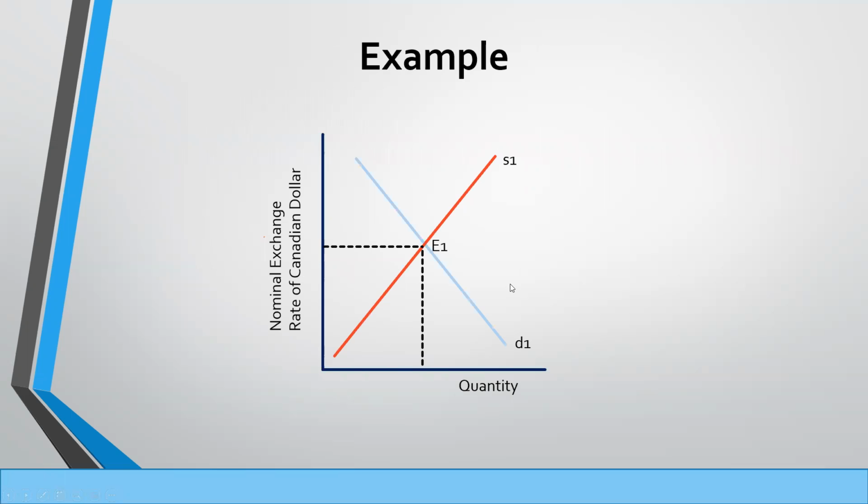So let's go into an example here. On the left side, we have the nominal exchange rate of the Canadian dollar. And on the bottom here, we have the quantity. So here we have the demand of the currency as well as the supply. And then we have an equilibrium nominal exchange rate.